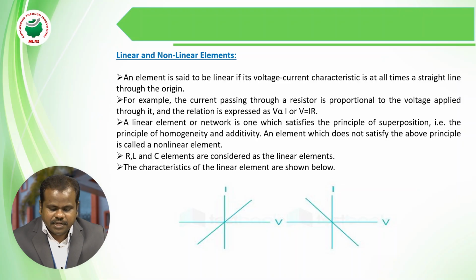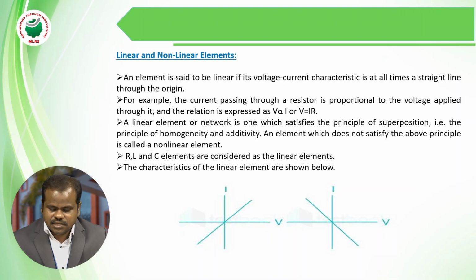A linear element is also defined as one which satisfies the principle of superposition. That is, it must satisfy the principle of homogeneity and additivity. An element which does not satisfy the above principle is called a non-linear element. So the examples for linear elements are resistor, inductor, and capacitor. The characteristics of a linear element can be as shown below.